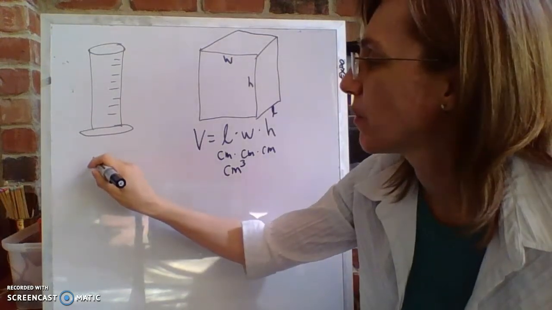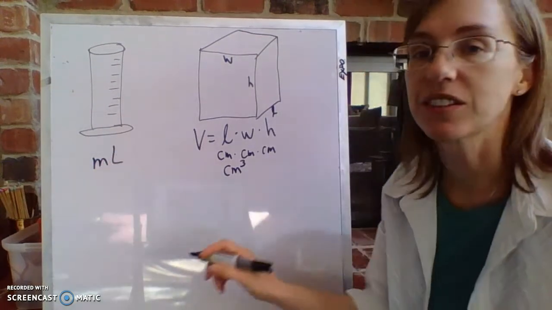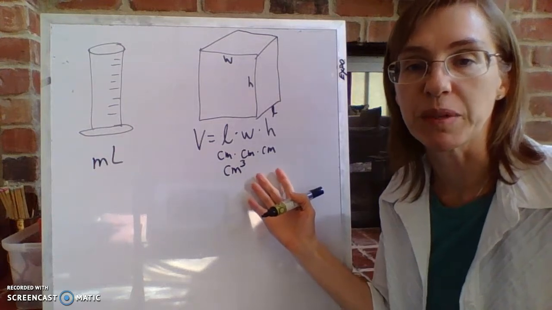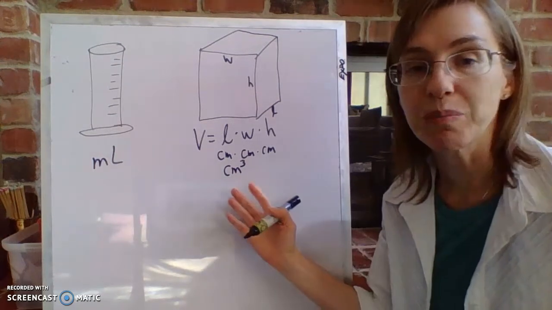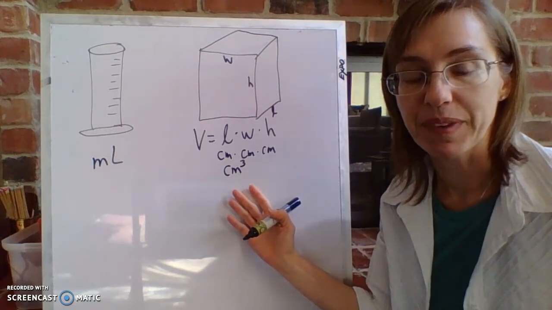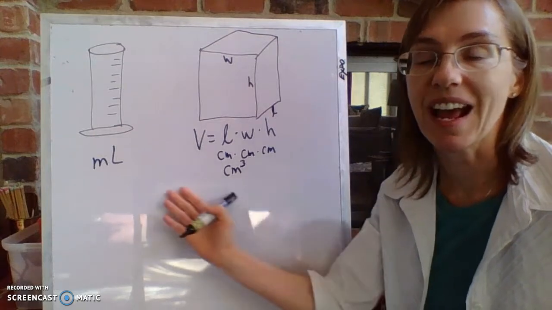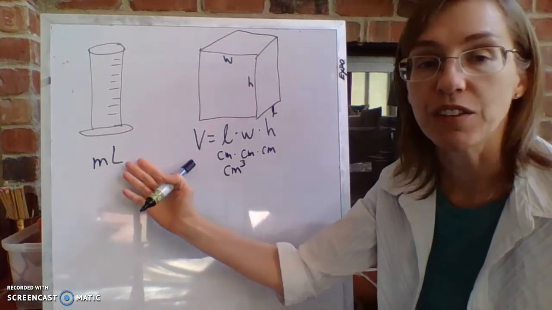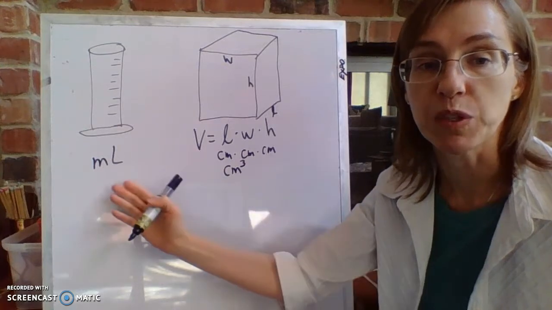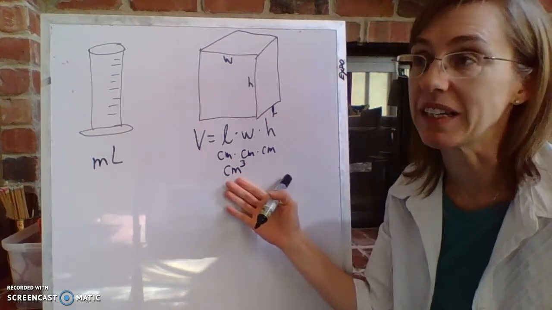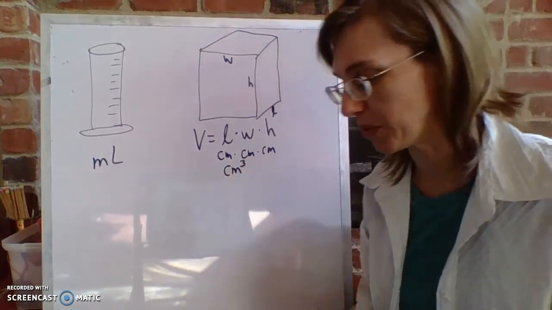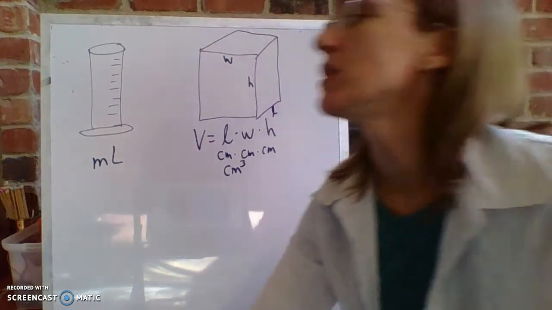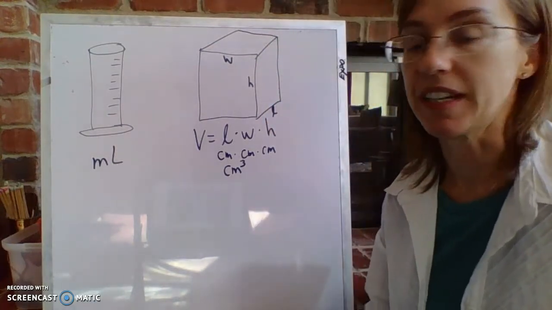So over here we might have something like milliliters, but over here you've got centimeters cubed. Both of these are metric units. So we need to understand how they relate to each other so that we can convert from one to the other, because there are times when we might need them in liters, there's times when we might need them in meters cubed. So let's go ahead and look at this in more detail.